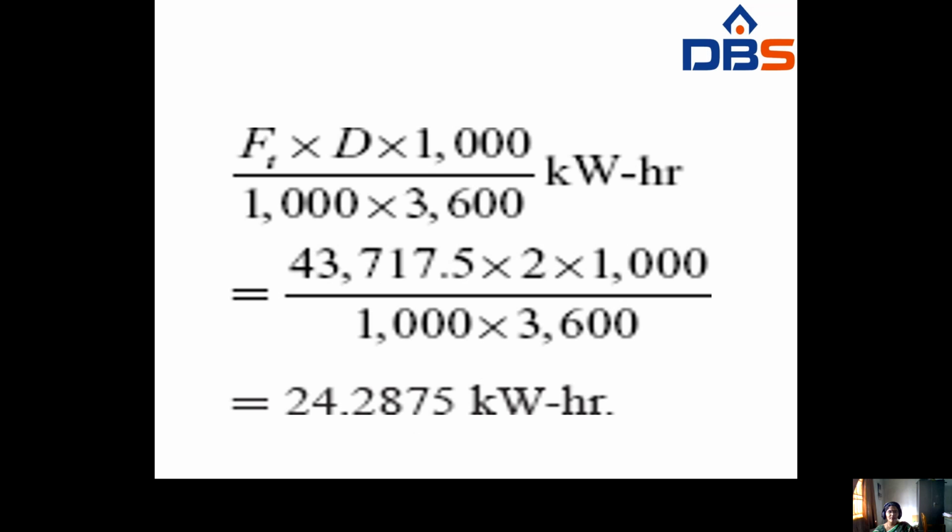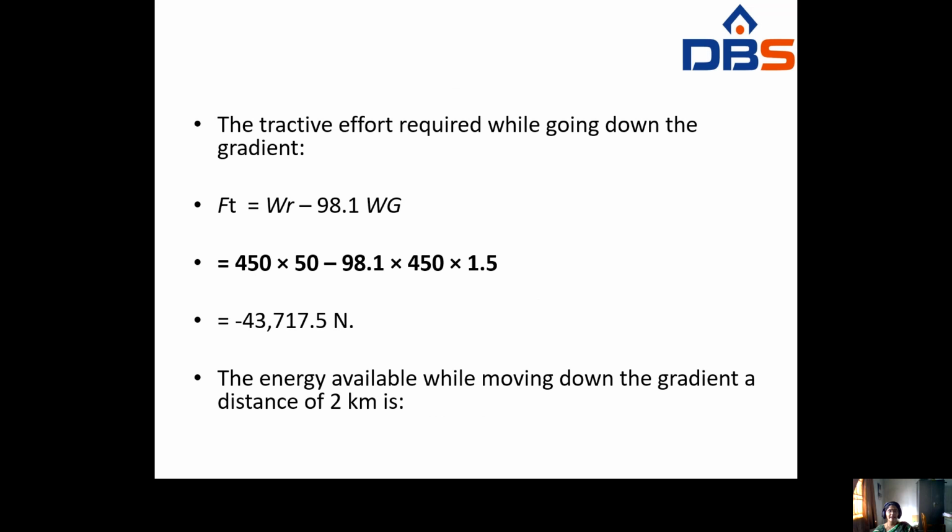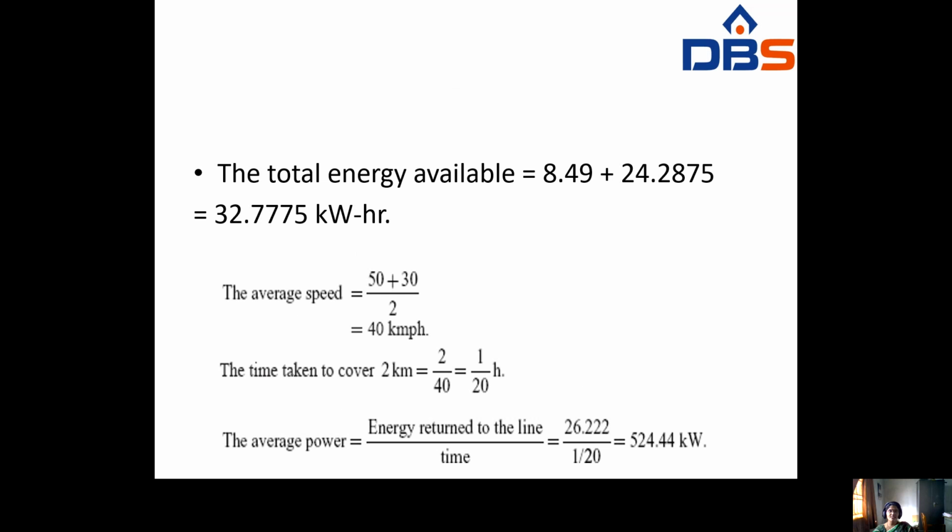So what is the 8.49 value? 8.49 is the energy available due to reduction in the speed. So this is on the gradient value. At the time you can get the total energy available value, the sum of these two values, due to the reduction and due to the gradient: 8.49 plus 24.2875. So at the time here you can get the value 32.77775 kilowatt hours.